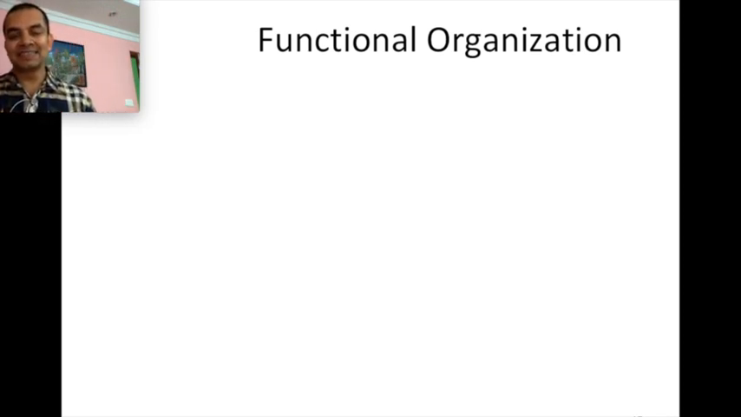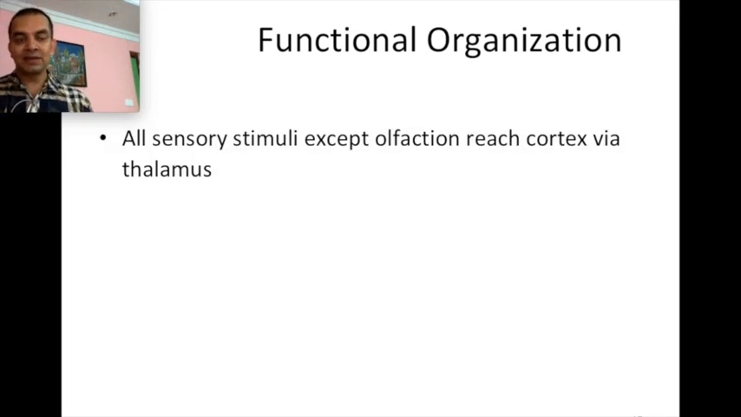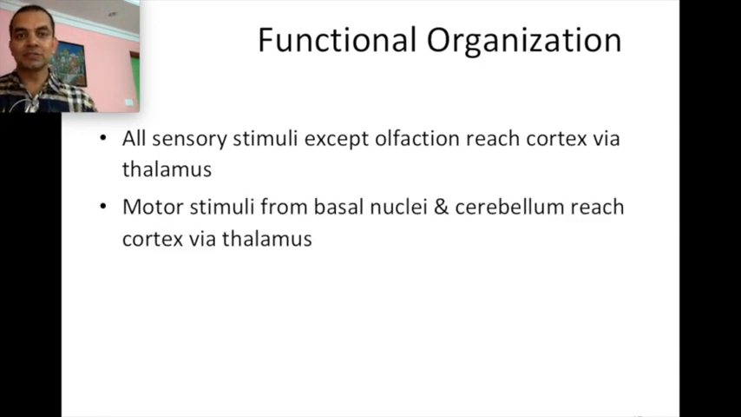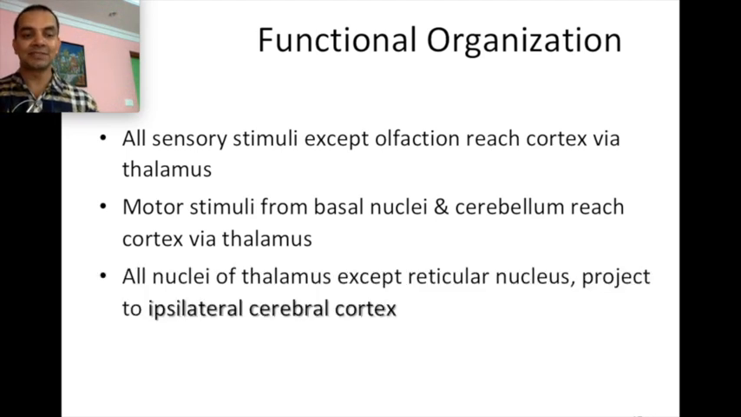Now, functionally, before we describe in detail the connections of each nucleus, it is very important to understand the general plan of connections, how thalamic nuclei are connected. We have already mentioned earlier, all sensory stimuli except olfaction reach the cortex via the thalamus. So, all stimuli go and relay in a thalamic nucleus. Number two, some motor stimuli, including the ones from basal ganglia or basal nuclei and cerebellum, reach the cortex via the thalamus. So, they also relay in the thalamus.